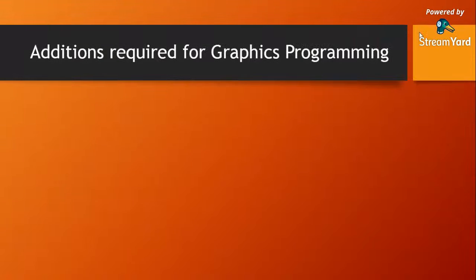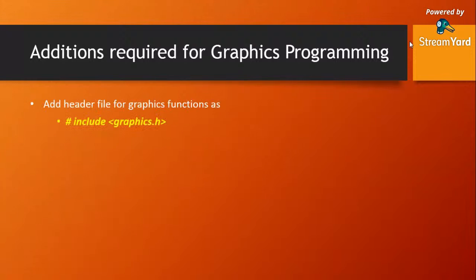Now, first of all, while writing a graphics program, we are going to use the C programming language. In normal programming, whenever we write any C program, we write the header files, then void main. Inside the main we write some statements and functions. So that is the general structure of a C program. But in graphics programming, the structure will be the same, but you have to make a few additions.